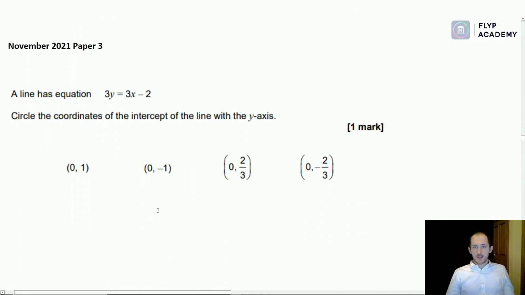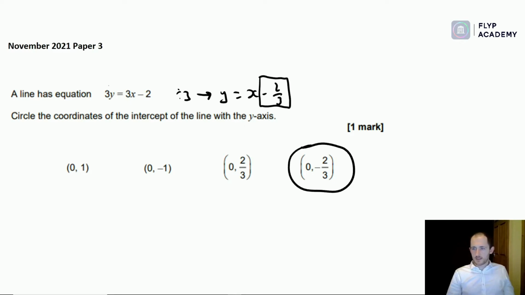And we have another question which has something very similar to here. So circle the coordinates of the intercept of the line with the y-axis. So again, what some people would do is probably circle, well, in fact, you can't circle it here, -2. But if you have a look, you have a 3 in front. So we need to divide all of this by 3. So 3y divided by 3 is y, equals x minus 2/3. So the y-intercept is minus 2/3. The only one that has minus 2/3 is that. That must be my correct answer.